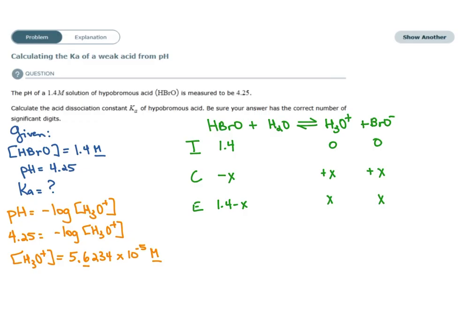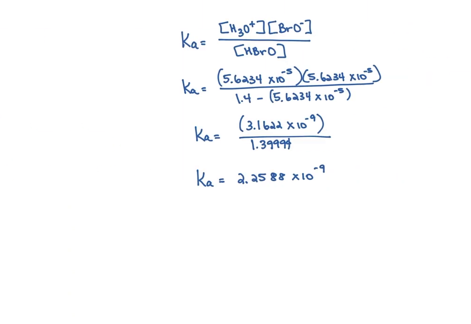Remember, we solved for the concentration of H3O+, so I'm going to go ahead and write that down. So I've got all that I need in my ICE table. The next thing I want to do is set up my Ka expression. Ka is equal to the concentration of H3O+ times the concentration of BrO- over the concentration of HBrO. So I go ahead and plug in my numbers and solve for Ka.